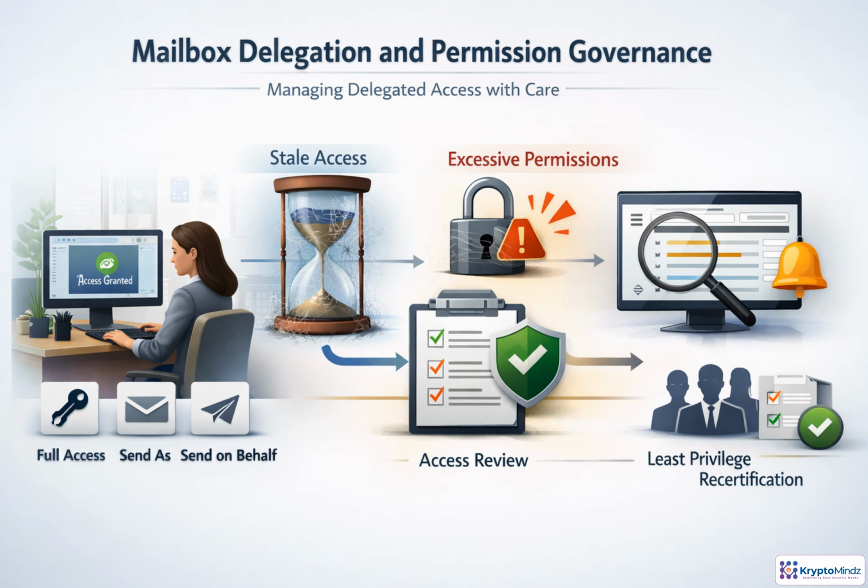Mailbox delegation is useful, but it needs tight governance. Full access lets someone open and manage another mailbox. Send as can make messages appear to come directly from that user. Both are high-risk permissions. Send on behalf is more transparent, but still needs approval. The common failure is stale access. Permissions granted for a temporary need, then never removed. Treat delegation changes as important administrative events. Require business justification, avoid permanent grants, and recertify access regularly, so every delegated permission still matches least privilege.